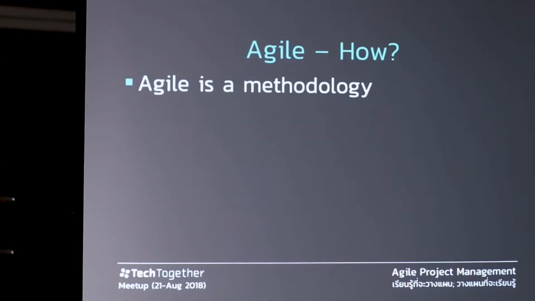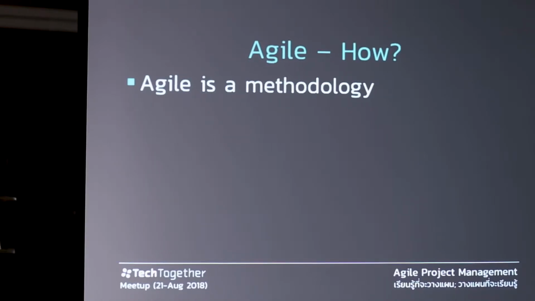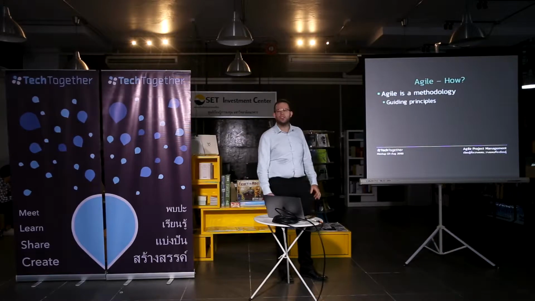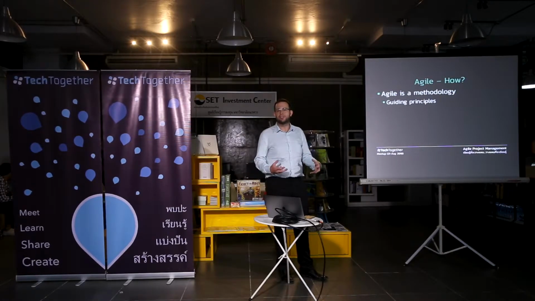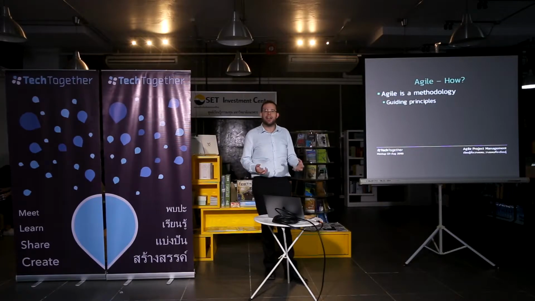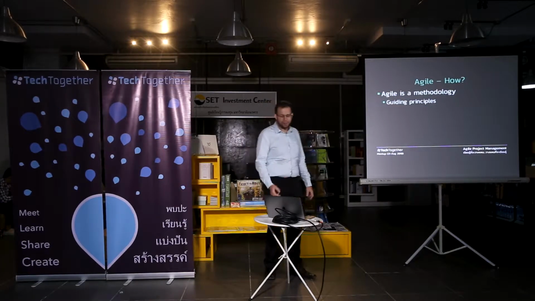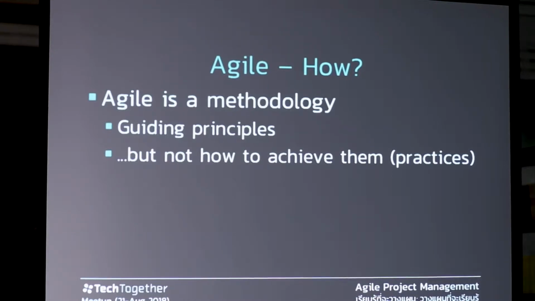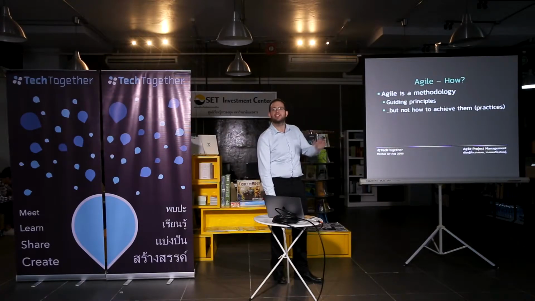So Agile is a methodology. That means it's a set of guiding principles, a set of goals. So everything I've told you so far is a bit theory. It's things we would like, but I haven't told you anything about how we can achieve that. So Agile does not tell us how to achieve the goals. It just tells us aim for this.